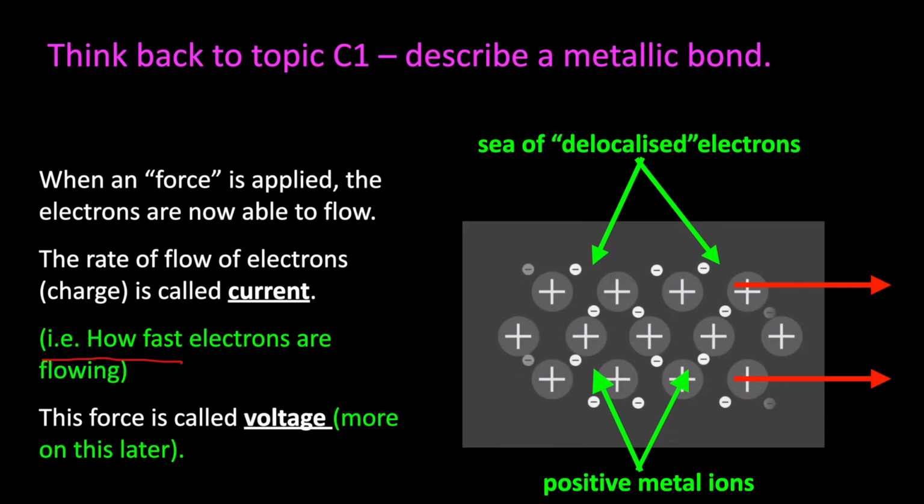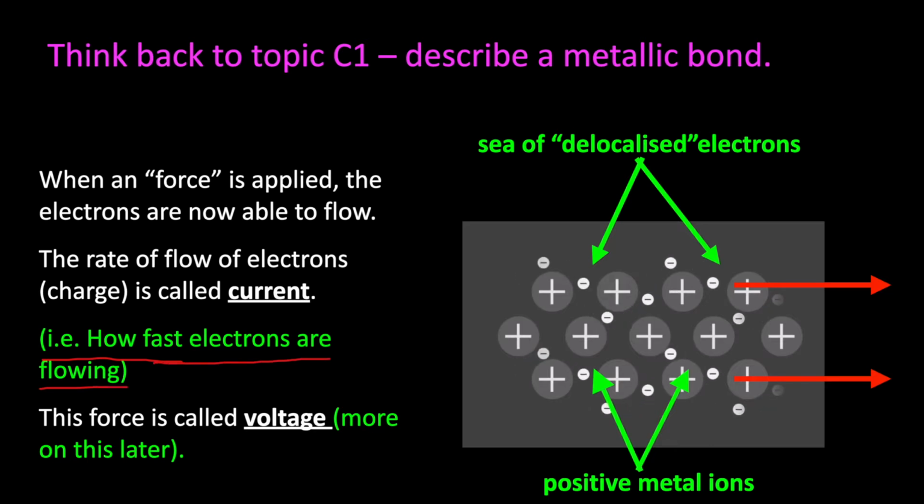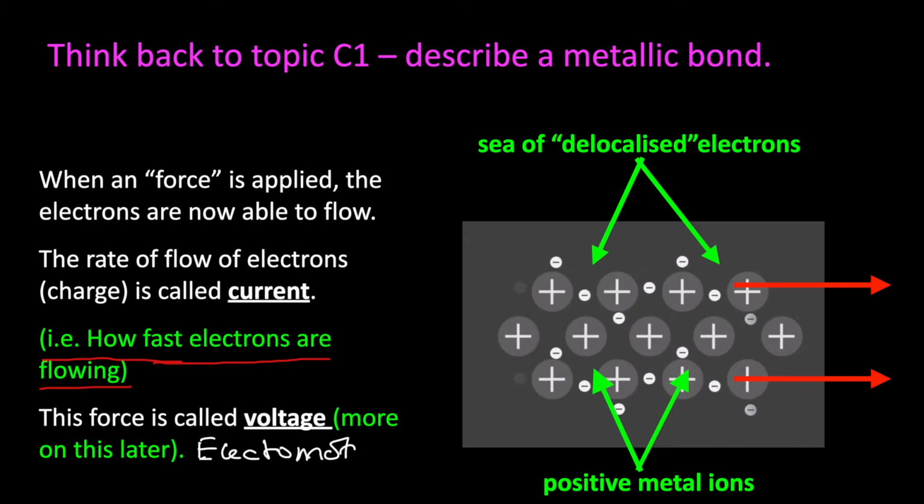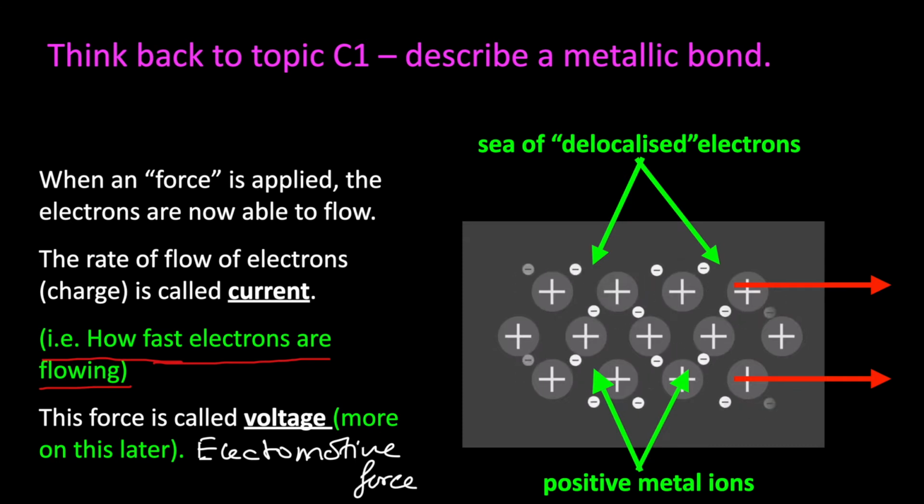So remember, if it's white, you should write. When a force is applied, the electrons are now able to flow. The rate of flow of these electrons is called current. This essentially means how fast electrons are flowing through a material. The force that's pushing these electrons through the wire is called voltage. It's also called the electromotive force, or EMF. Let's look at current in a bit more detail.